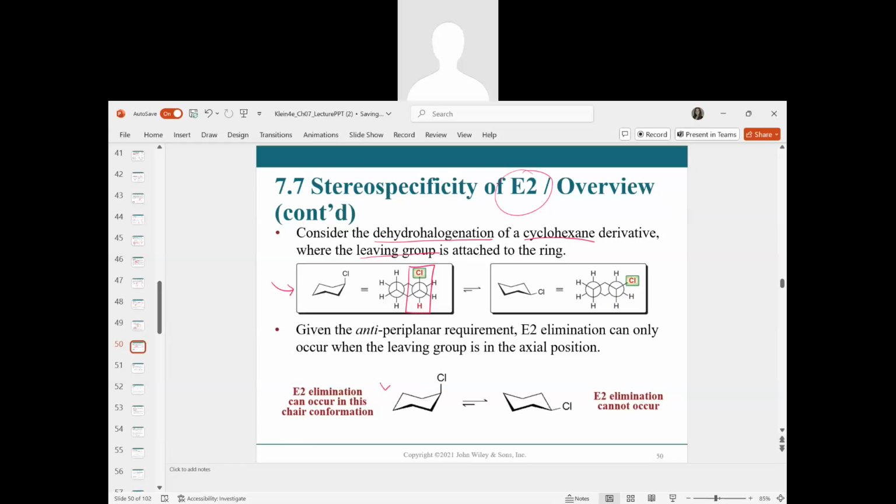So we would see an elimination reaction occur with this axial position substrate, but if it was in an equatorial position, the chlorine that is over here, we can see that we do not have a hydrogen available that would be anti-periplanar. So we cannot have an elimination in the more common equatorial positioning of chlorine, but it can occur in the axial position. So that's what this slide is showing us here.